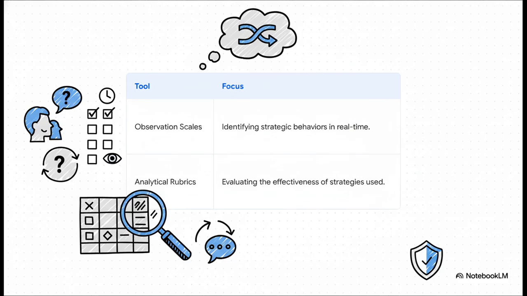And you don't have to just guess. There are actual tools for this. You can use simple observation skills while students are doing pair work. Just a checklist where you tick off when you see them using different strategies. Or you can get a bit more detailed with analytical rubrics, which help you judge how well they use the strategy to actually get the job done.